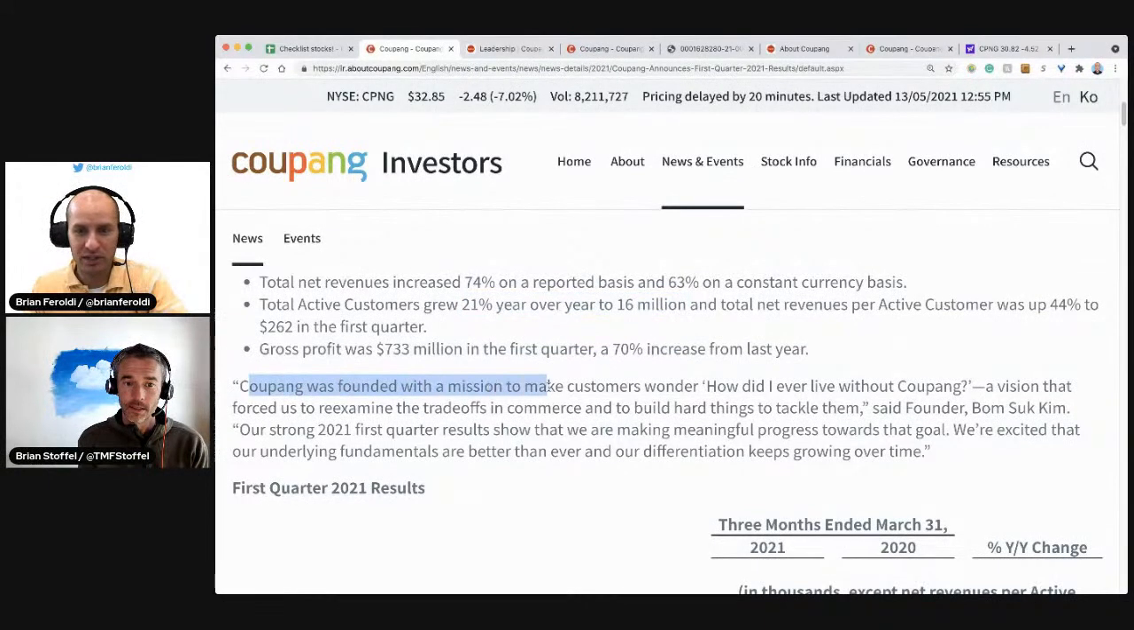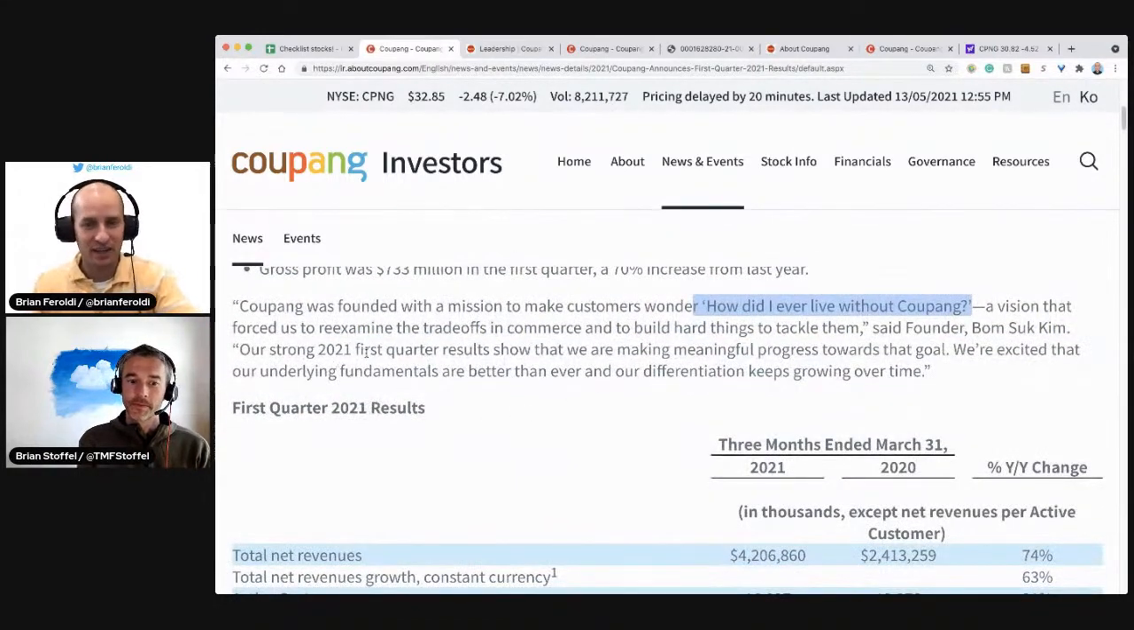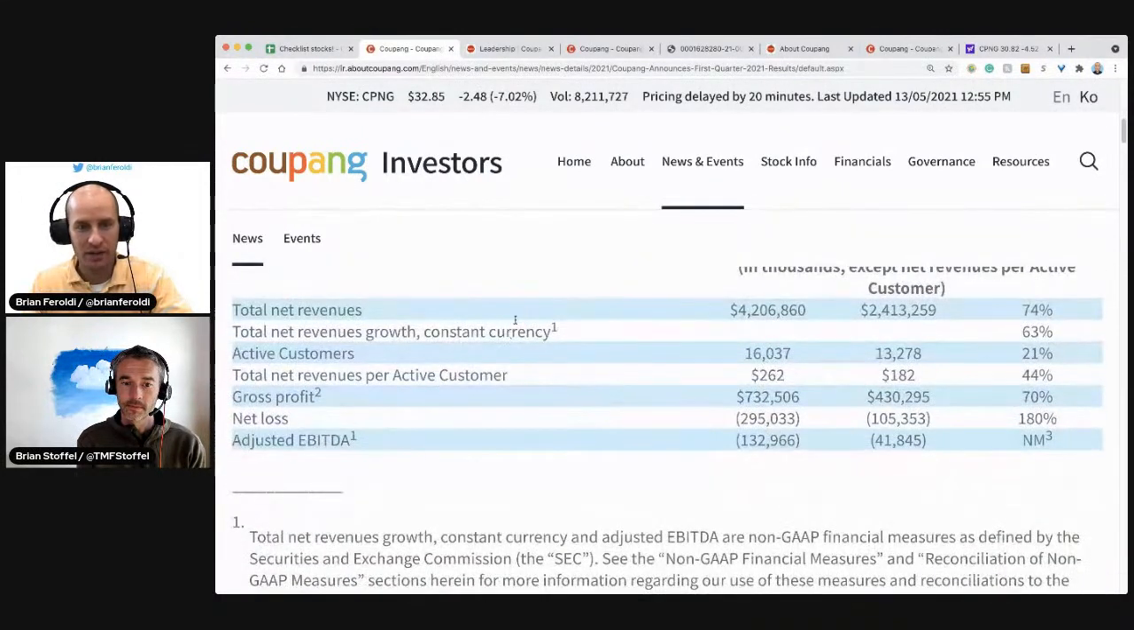Coupang was founded with a mission. Opening statement. Great job, Bom Suk Kim. Awesome job. It needs work, but I like that you're a mission-driven company. We're making meaningful progress. Okay, so revenue was up.